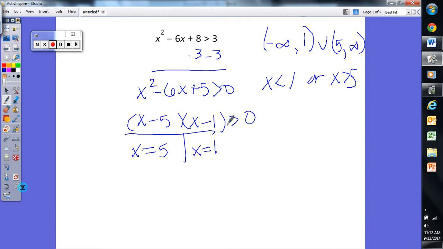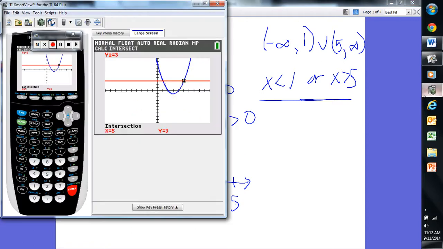Now, the easiest way to figure out what the answer is based on this is to draw yourself a little number line and put the numbers on there. Those are called critical points. Those are where this changes, where it goes from being greater than to less than. Remember, if you look at the graph, at 1, the blue line goes from being bigger than the red line to being less than the red line. And at 5, it goes from being less than the red line to bigger than the red line.